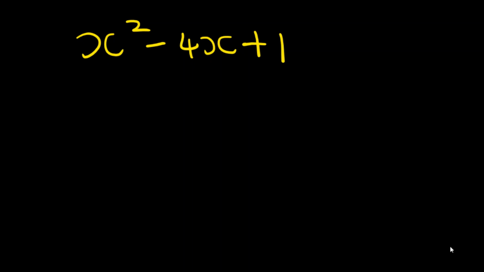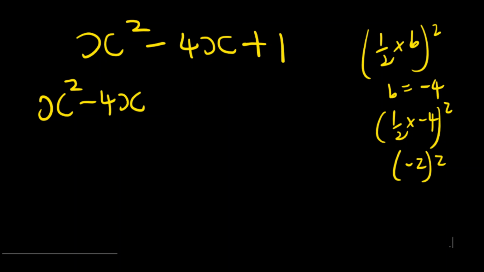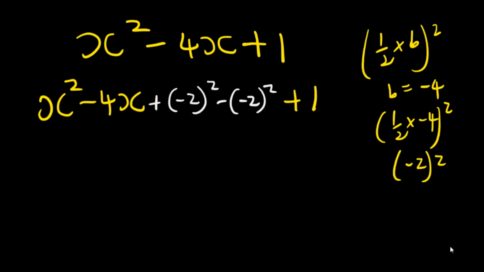So you're going to say 1 over 2 multiplied by b all squared. Our b is equal to minus 4. So it's 1 over 2 multiplied by minus 4 all squared. And minus 4 divided by 2 is minus 2 all squared, like this. And then you're going to add and subtract that. So you have x squared minus 4x, and then you plus your minus 2 all squared. You subtract it again, minus 2 all squared, and then you add your 1 like this, right?